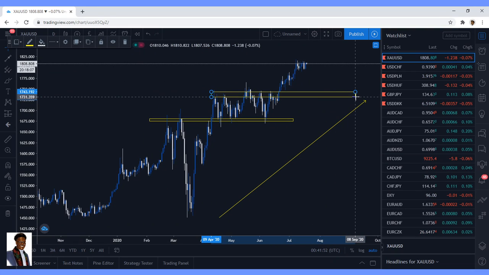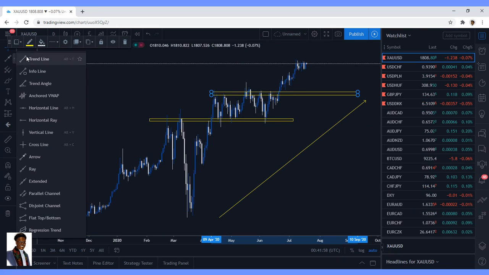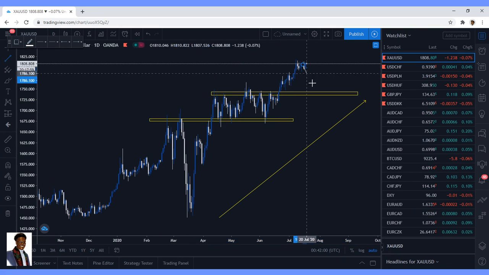Now, I am expecting this trend to continue on gold, but for me to enter for a long position, I would like to see a retest of this broken level before I look to go long. All right, so I do have a long bias on gold. I'm just waiting on the retest of that broken level.